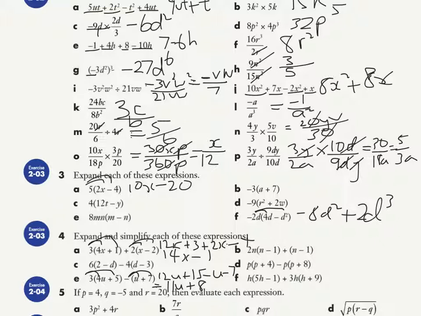Alright, substitute in. So we have 3 times 4 squared plus 4 times 20. Alright, do the squared first, that's 16. 16 times 3 is 48 plus 80, which gets us 128, and so on.